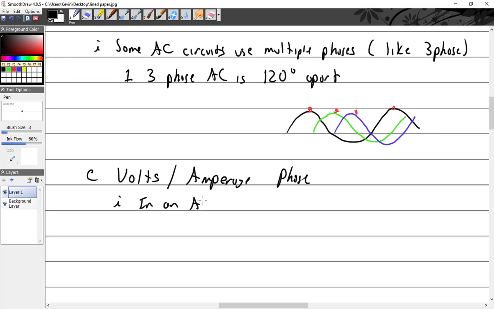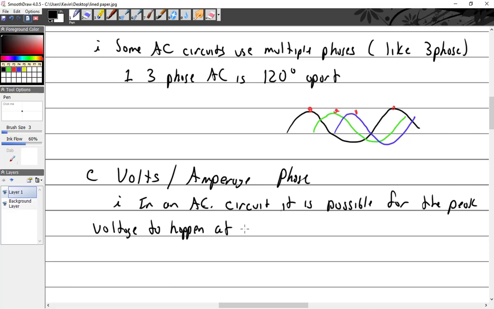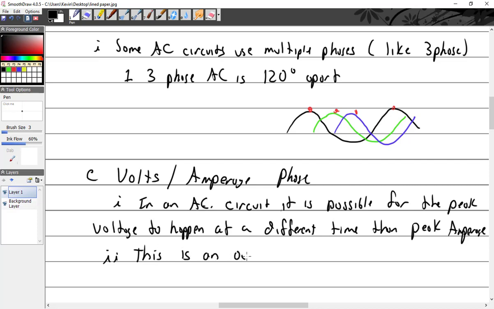In an AC circuit, it is possible for the peak voltage to happen at a different time than the peak amperage. This is an out of phase circuit.